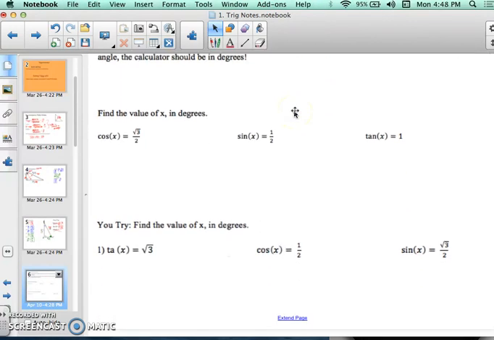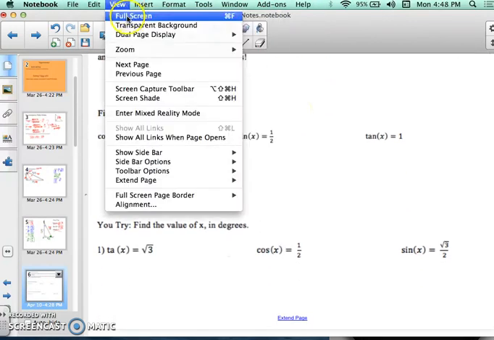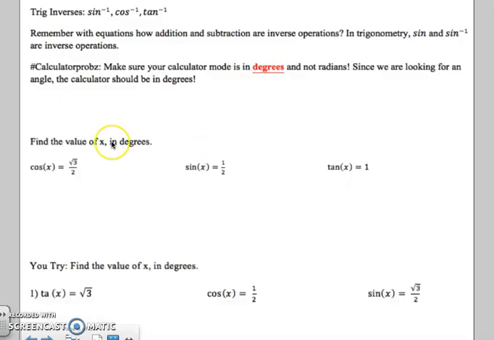All right, so I want to find the value of x in degrees. So what I need to do is find what this angle is, which is x. I need to get rid of cosine. So the inverse of cosine is cosine negative 1. So if I do it to the left side, I'm going to do it to the right side. Okay? So then cosine and cosine inverse will cancel out, and I'm left with x equals. Now how you would write that is cosine negative 1 of square root of 3 over 2.